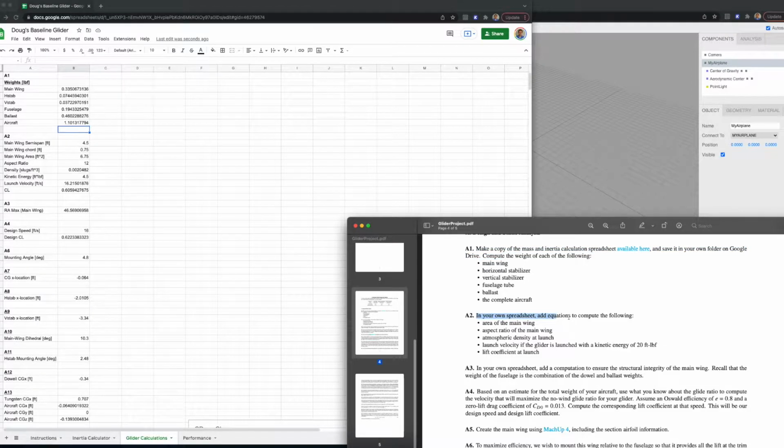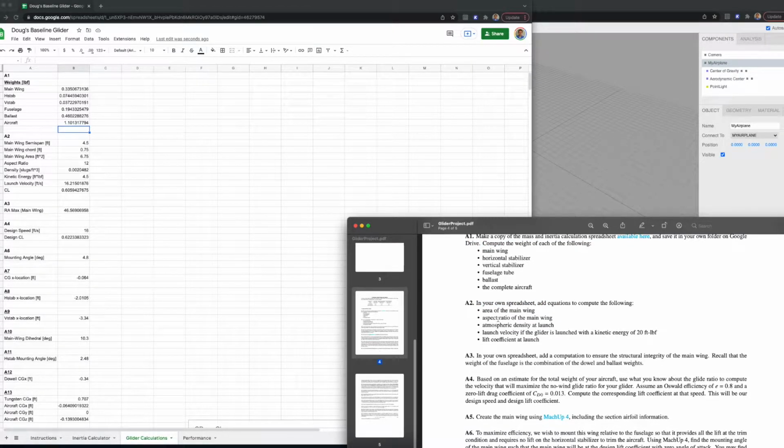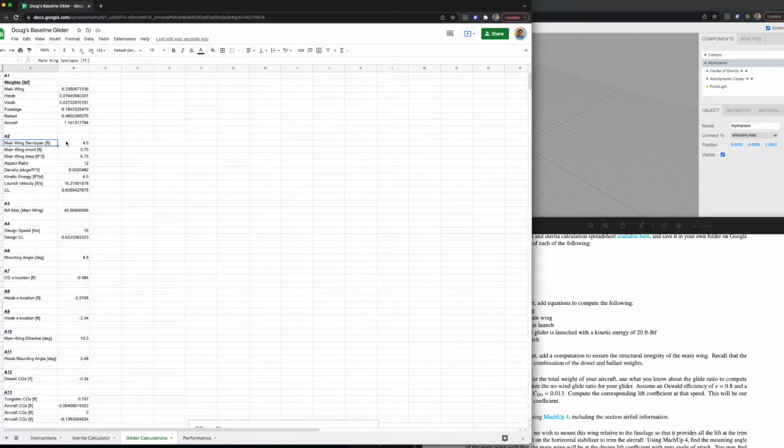A2, in your own spreadsheet, add equations to compute the following: the area of the main wing. Okay, so we've got a main wing semi-span, and I just typed these in here, so we know it's 4.5. We've got a chord of 0.75. It's a rectangular wing. So the area of the main wing is just the semi-span times the chord, and then times 2 of those, right? Because the 4.5 is just a semi-span. The whole wingspan is actually 9, so it would be 9 times 0.75, which is 6.75 here, that area.